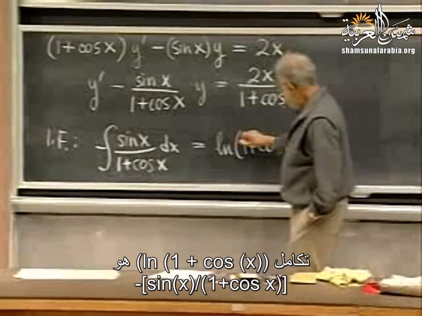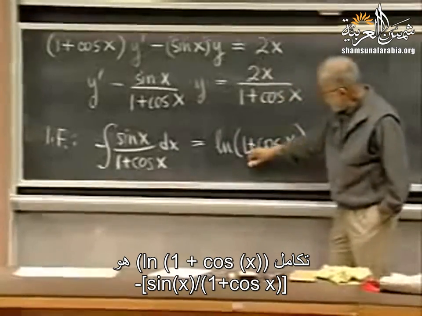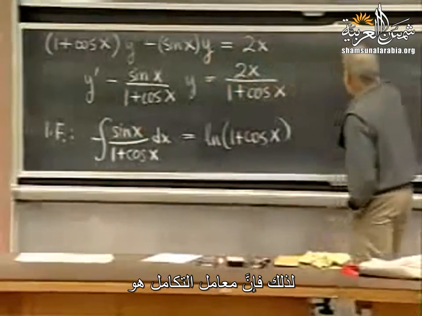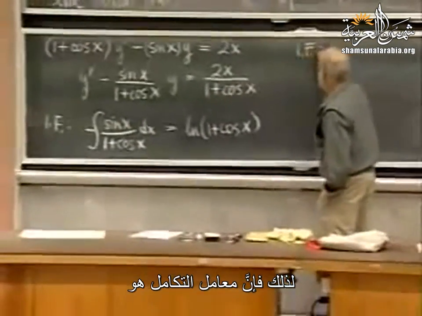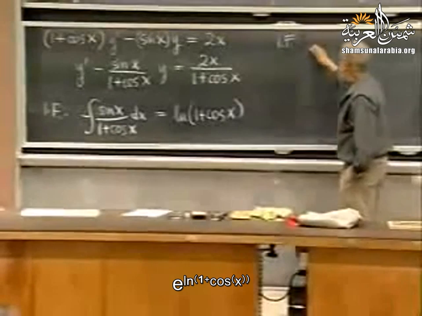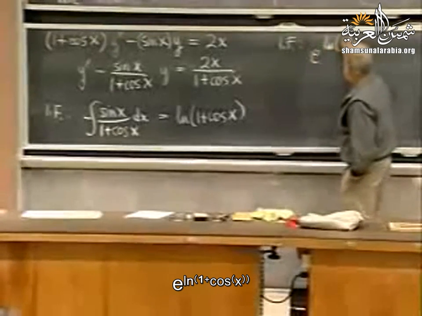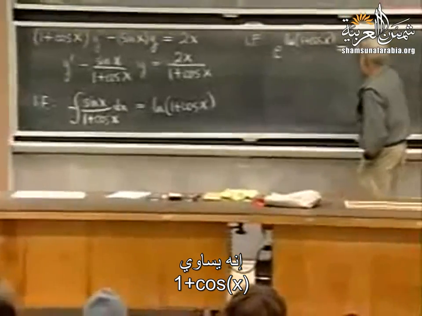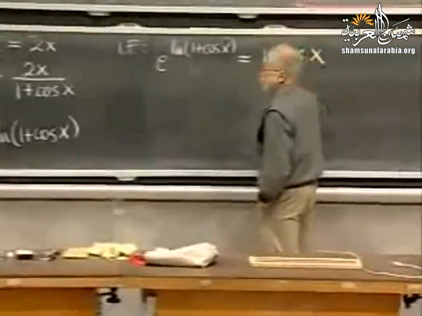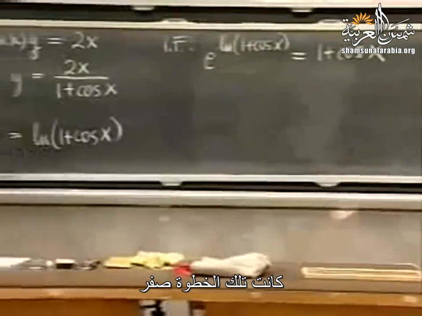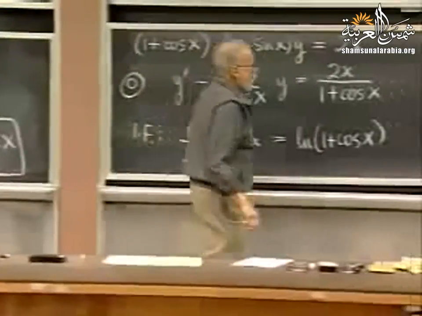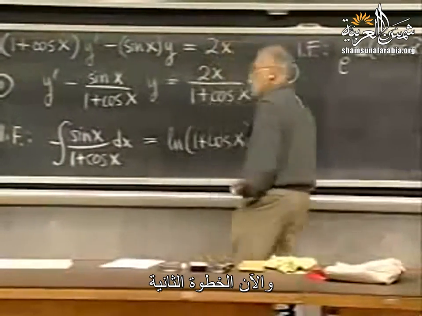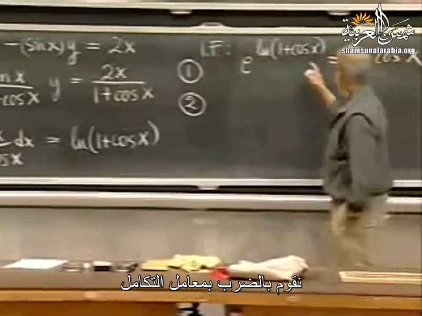Is that right? 1 over 1 plus cosine x times the derivative of this, which is negative cosine x. Therefore, the integrating factor is e to that. In other words, it is 1 plus cosine x. So this was step 0. Step 1, we found the integrating factor. And now step 2, we multiply through by the integrating factor.